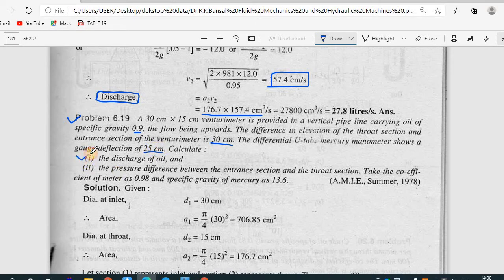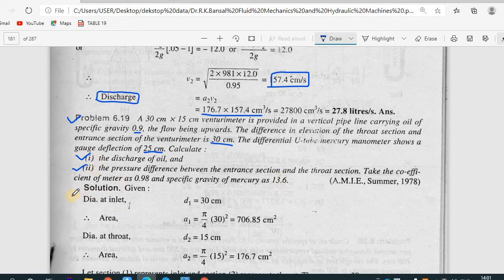Calculate the discharge of oil, and then we also need to calculate the pressure difference between the entrance section and the throat. Take the coefficient of the meter as 0.98 and the specific gravity of the mercury as 13.6. So first we need to calculate the discharge of oil, then we need to find the pressure difference between the entrance section and the throat section, taking the coefficient of discharge as 0.98 and the specific gravity as 13.6.